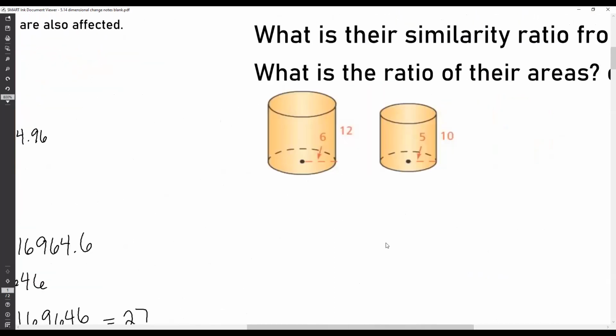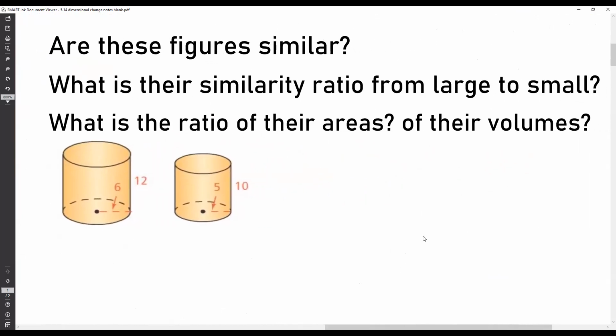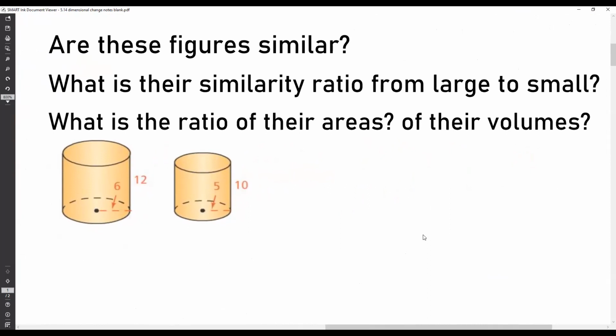And we're going to actually determine if these figures here are similar, and then what is their similarity ratio from large to small, and what is the ratio of their areas and of their volume. So to determine if they're similar, it's just like we did with similar figures, we need to see if they are proportional. So we're going to compare the radiuses, and we're going to compare the heights, and we're going to see if they come out to be the same fraction. So I'm going to do large to small.